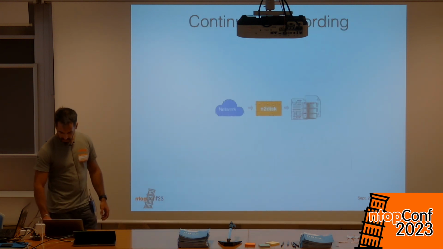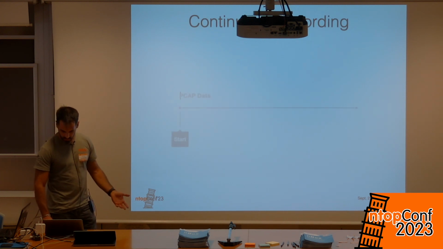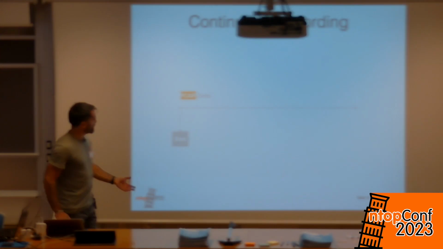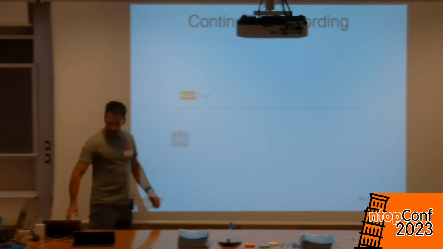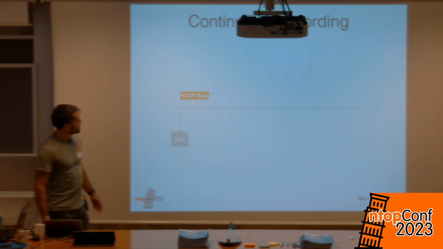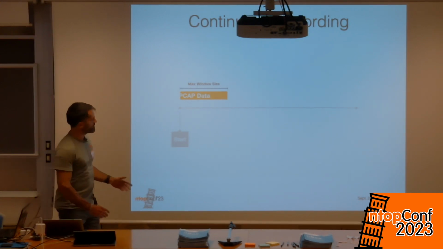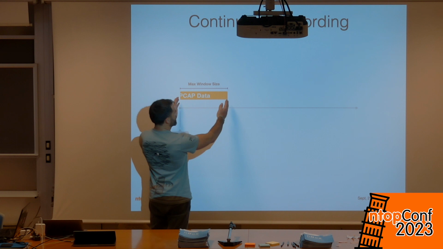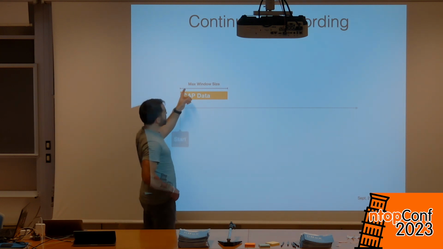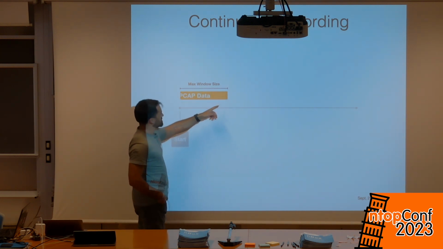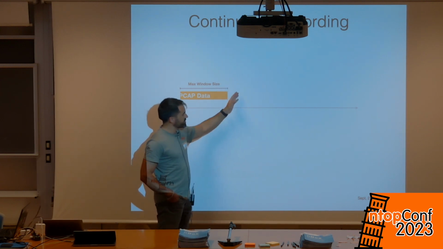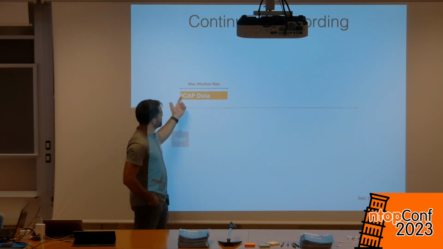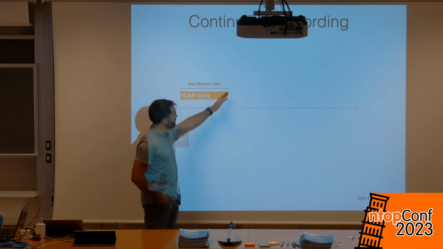But let's see an example. So let's see how the continuous recording works. Let's say that I start the recording with ntopConf. So I start receiving packet data. So I receive more data. At some point, I hit my disk limit. So I hit the maximum window size. What happens here? If I receive more data, so I'm capturing traffic from the network, it starts deleting the oldest data in order to make room for the new one.